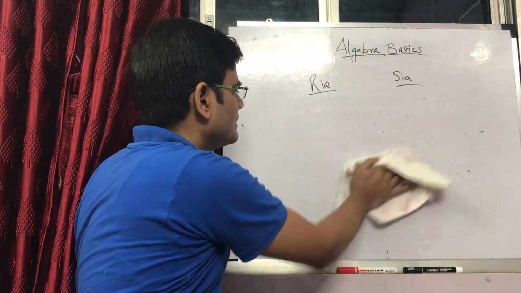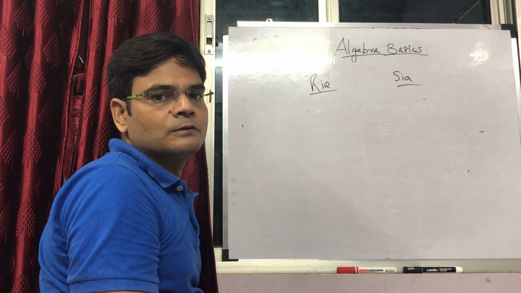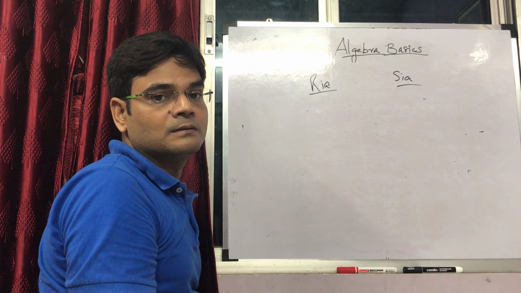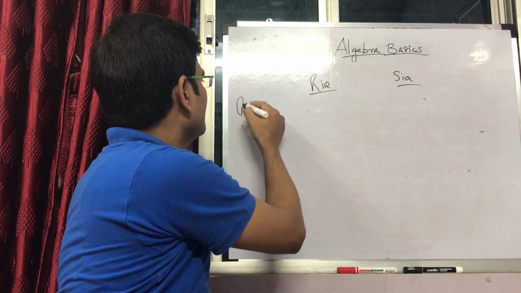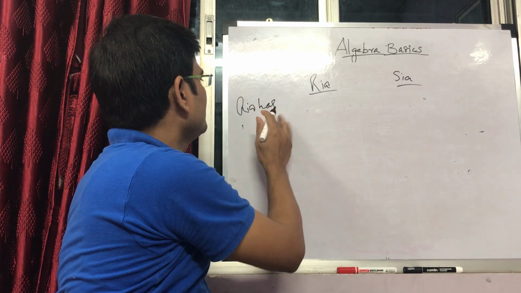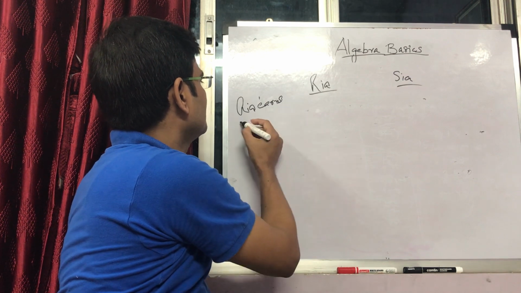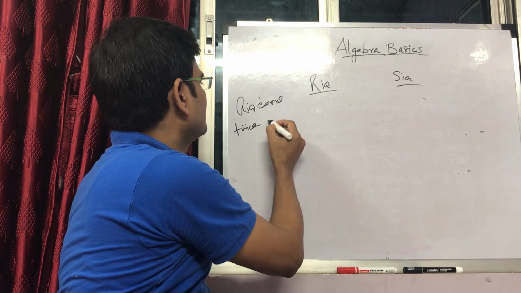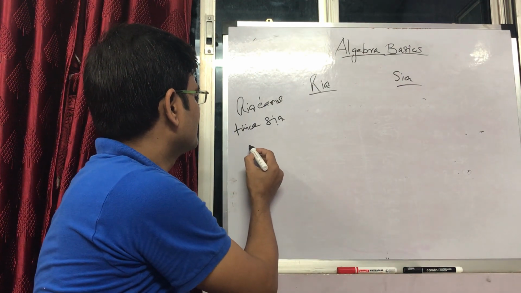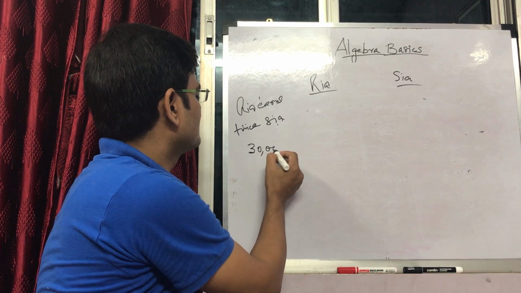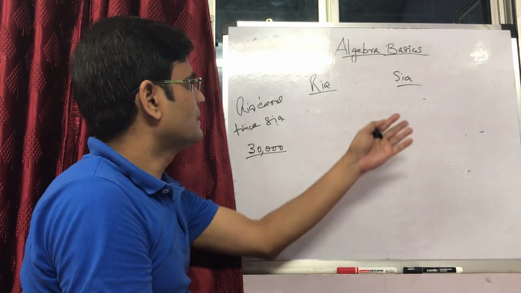I say Ria has 2 times the money Sia has. Now Ria earns, that's the best word, right? You like that word, right? Ria earns twice Sia. Now their summation is, say they earn 30,000. Now how much Ria earned, how much Sia earned?